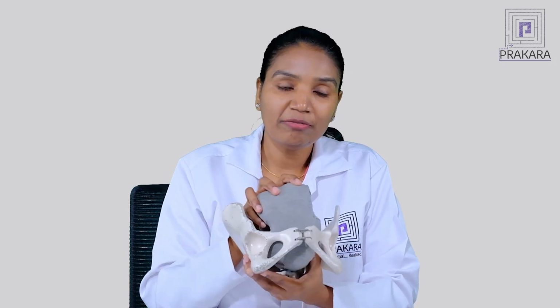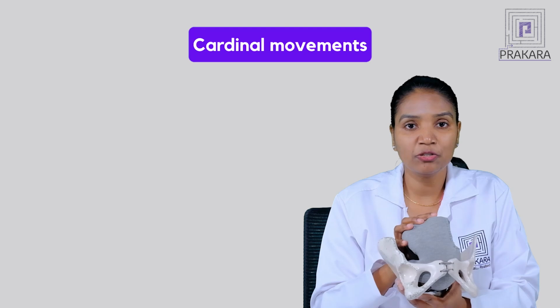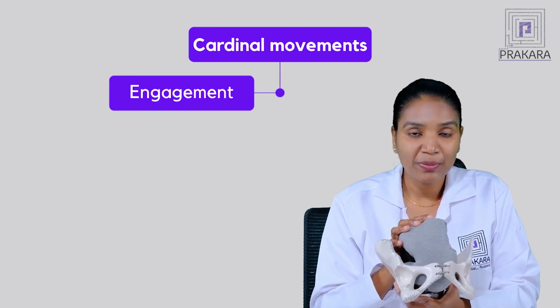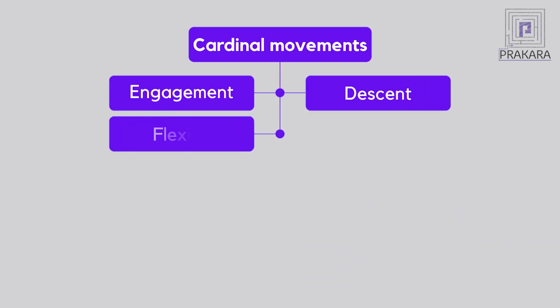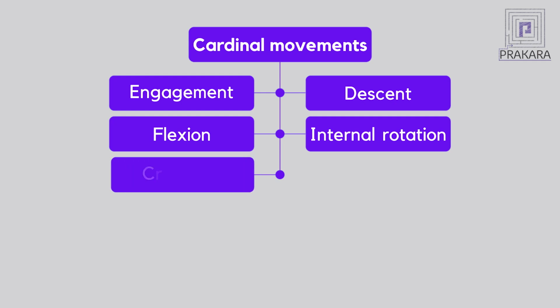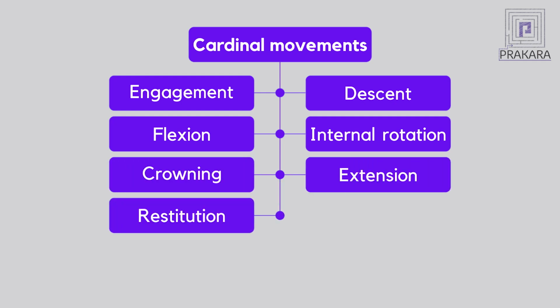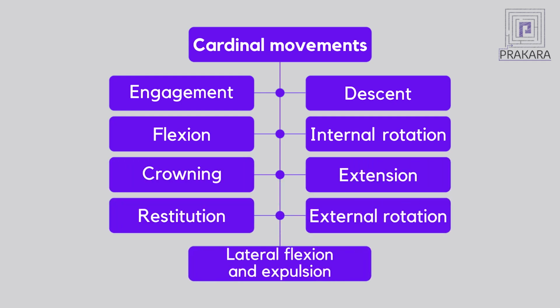Let's move on to the mechanism of labor. Before we see it, as I said, there are 9 cardinal movements: engagement, descent, flexion, internal rotation, crowning, extension, restitution, external rotation, lateral flexion and expulsion of the fetus. So these are the 9 cardinal movements we can see one by one.